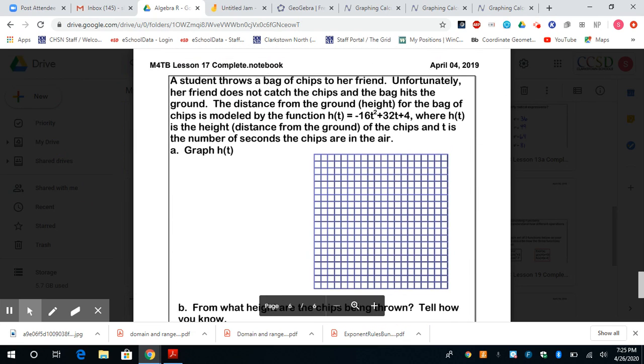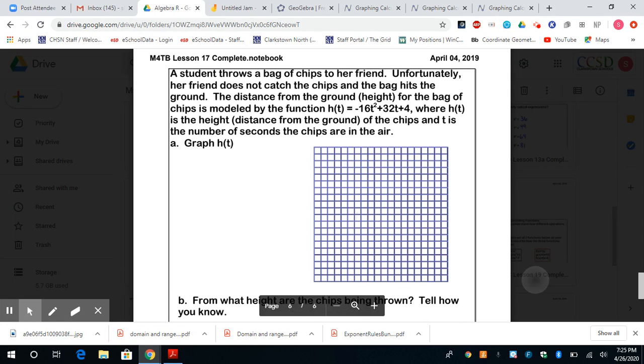A student throws a bag of chips to her friend. Unfortunately, her friend does not catch the chips and the bag hits the ground. So, think about someone tossing you a bag of chips, right? The distance from the ground, so the height of the bag of chips, is modeled by the function, where h of t is the height and t is the number of seconds the chips are in the air.